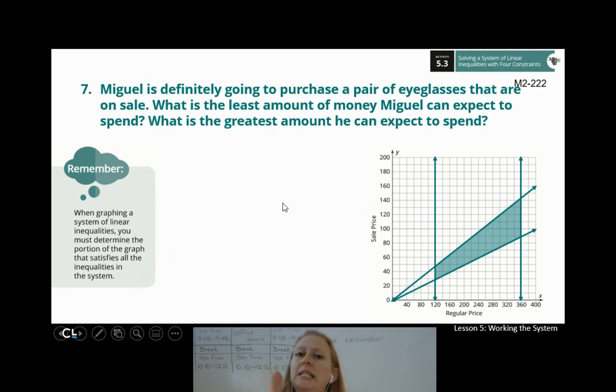So Miguel is definitely going to purchase a pair of eyeglasses that are on sale, right? I mean, why wouldn't you at this point in time? What is the least amount of money Miguel can expect to spend? And what is the greatest amount of money he can expect to spend? Use our lovely graph. Go ahead, hit pause, see what you can do with this, and then hit play when you're ready to check your work.